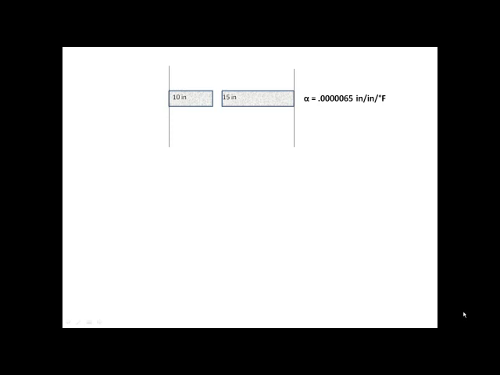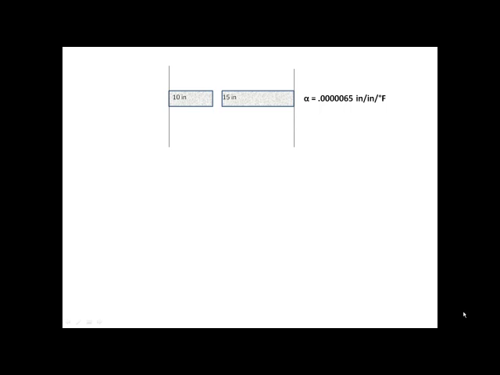This problem asks us what the temperature will be to make these two steel bars make contact. Currently they have a 1/100th of an inch gap in between them. They're both made out of steel. The bar on the right is 15 inches long, the bar on the left is 10 inches long.